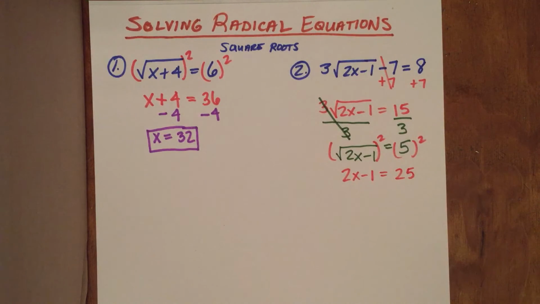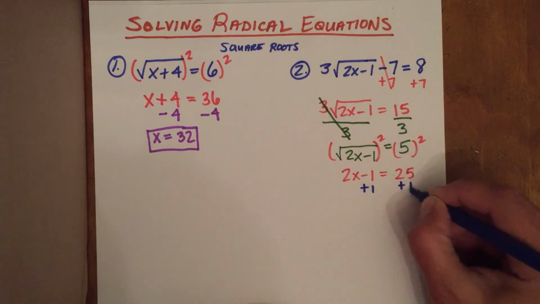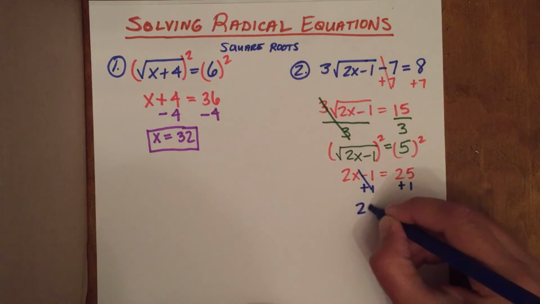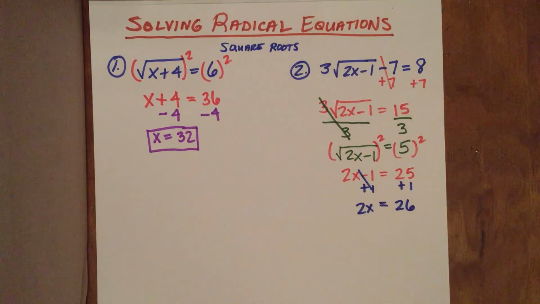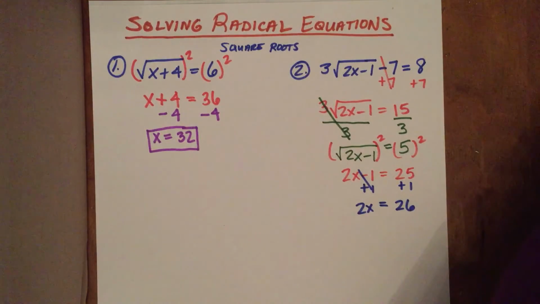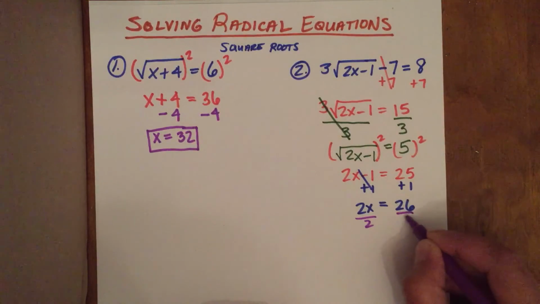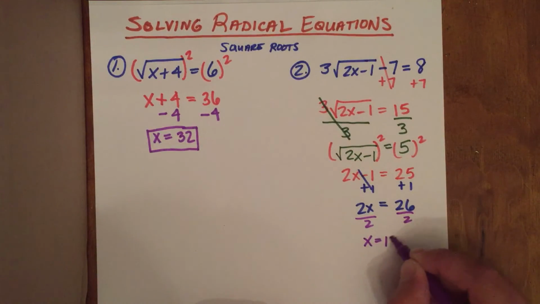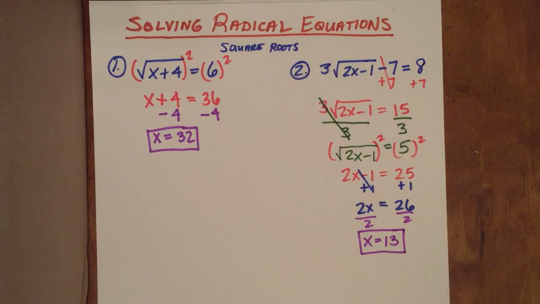For my next step, I'm going to move the 1 over, just like regular algebra: plus 1, plus 1. So I'm left with 2x equals 26. And my last step, divide both sides by 2, so x equals 13. So this is how you solve equations that have square roots.